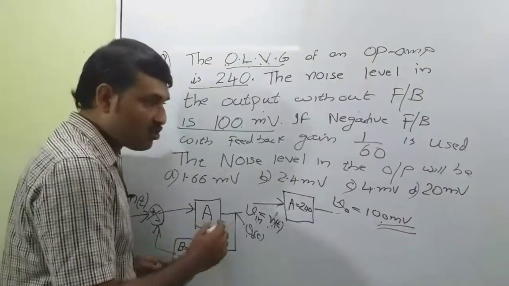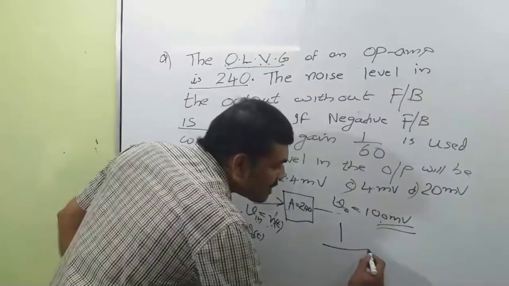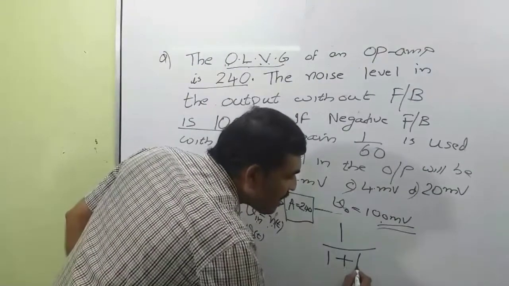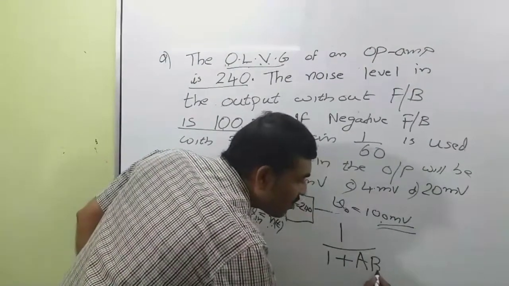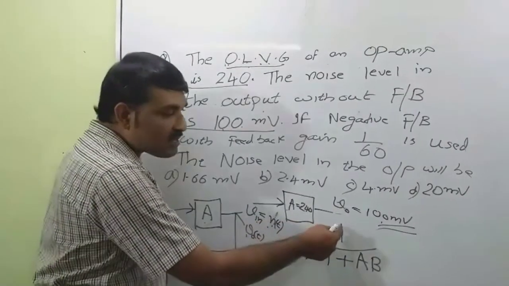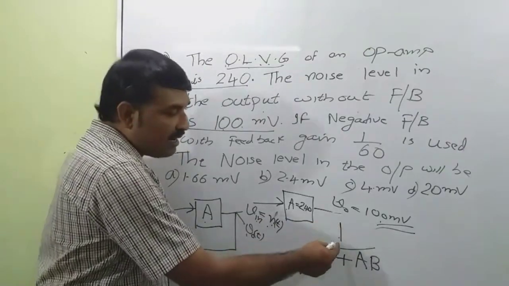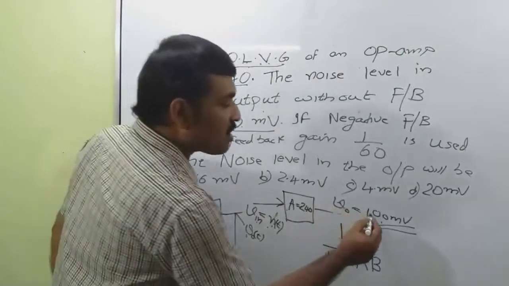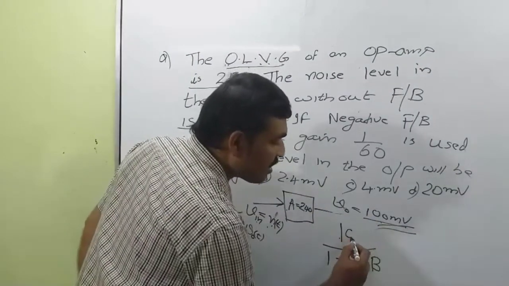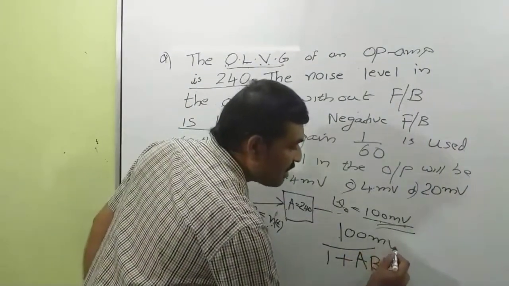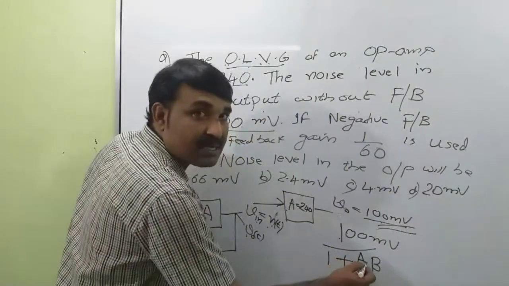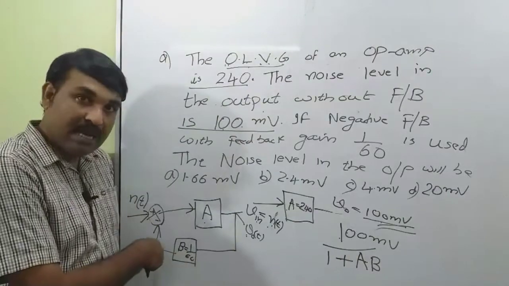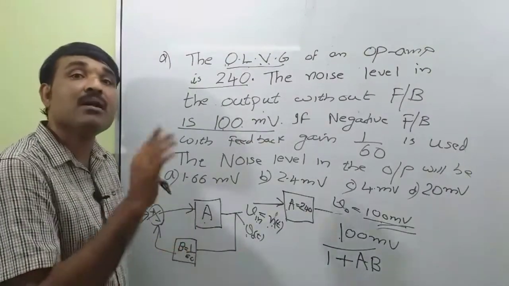Now we want to find the output of this closed loop system. In a feedback system, the noise at the output is reduced by a factor of 1 divided by 1 plus AB. Okay, due to feedback, the noise is reduced by a factor of 1 divided by 1 plus AB. So without feedback, the noise level is 100 millivolt. So 100 millivolt divided by 1 plus AB is the noise level if we are using feedback gain B equal to 1 by 60.